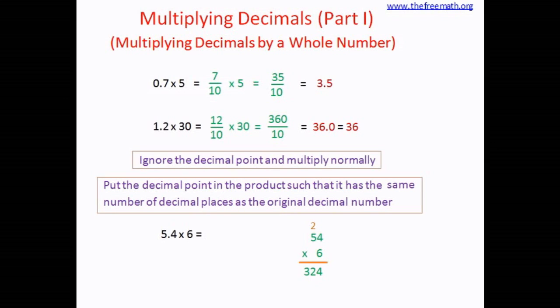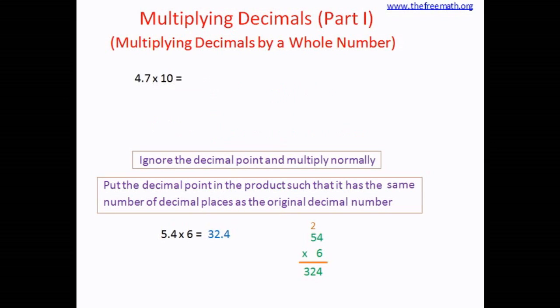Now let's look at 5.4. We see there is only one decimal place. So in 324, what we do is we make sure that there is only one decimal place. Hence the answer is 32.4. Let's solve some more problems. 4.7 multiplied by 10.